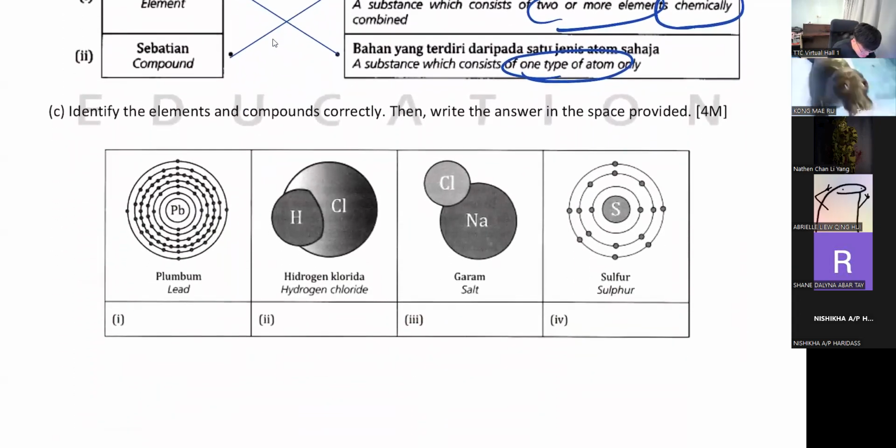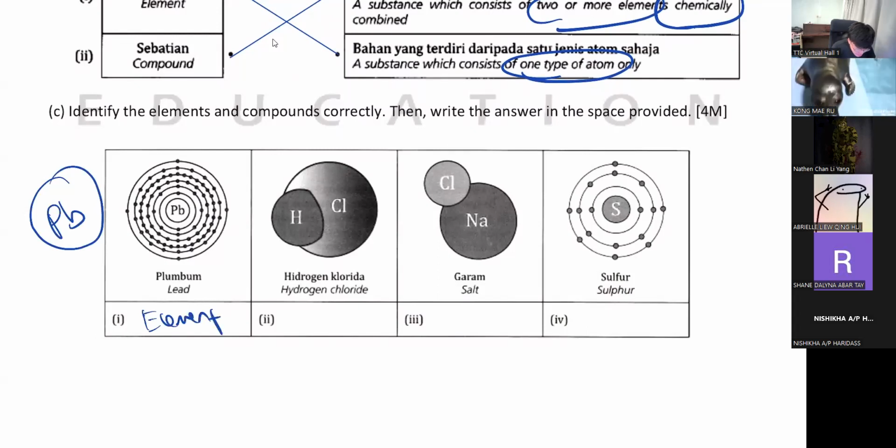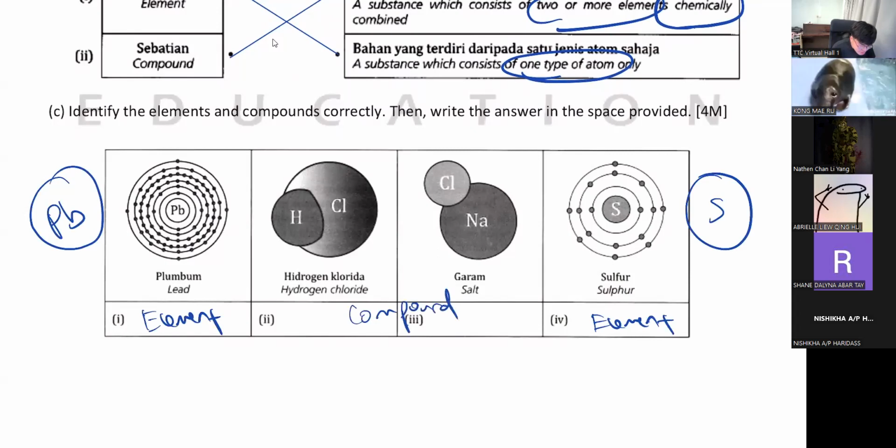Okay, so next, let's look at Pb. So this is definitely your element. And then S, sulfur, is also your element. The middle two is your compound because it has two atoms here. Two atoms here.